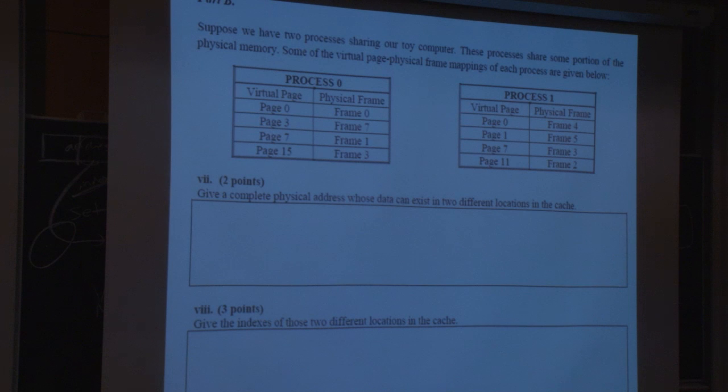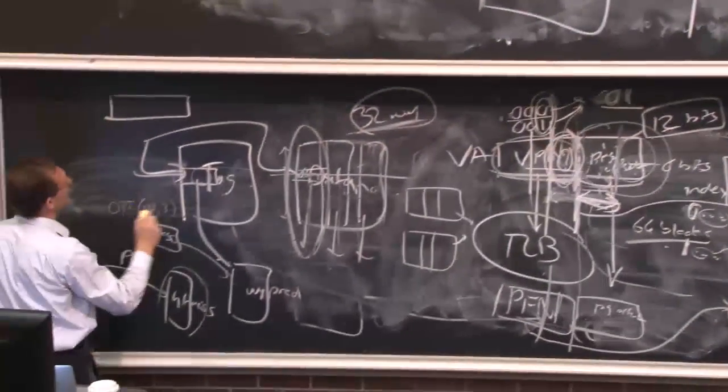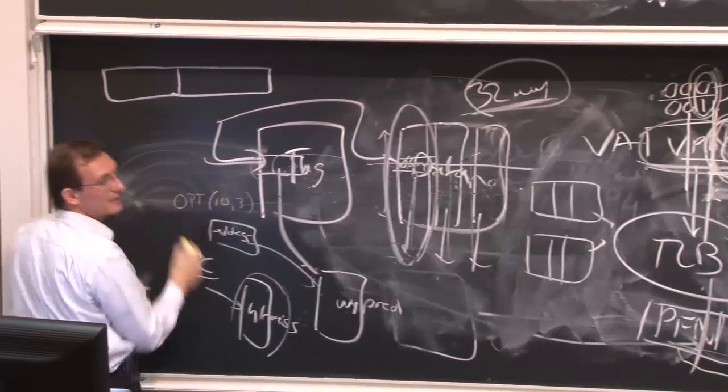And what do you look at here? If you have a virtually indexed physically tagged cache, you'll look at what physical frame is actually shared between the different processes. Right? So if you look at frame 3, it's actually present in the mapping table of both processes. Here, page 15 is mapped to frame 3, and here, page 7 is mapped to frame 3. So you'd better start with frame 3. And frame 3 is your physical address, which means that any byte in frame 3 can exist in different locations in the cache.